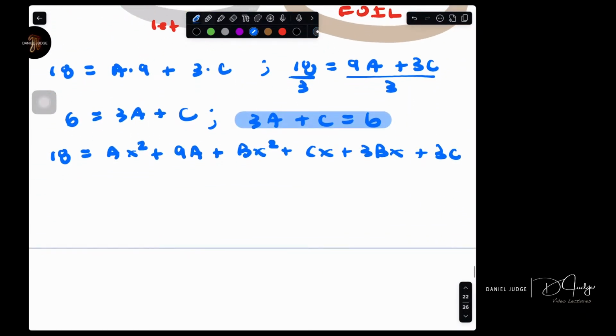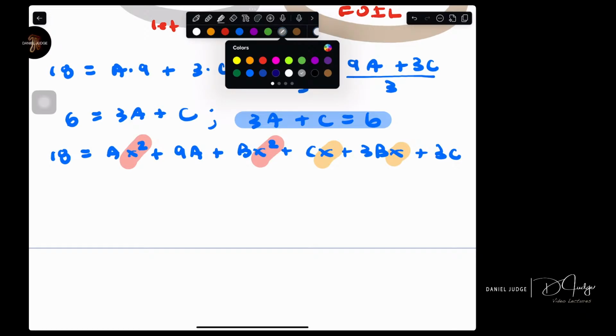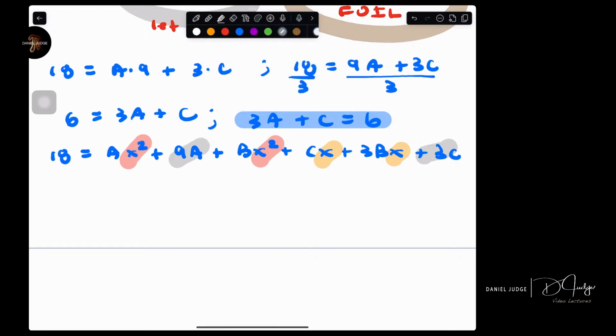Okay, I'm going to gather all my x squared terms together, this term and this term. I'm going to gather all the x terms together. Then I'm going to leave my constants there at the end together. Constants. Okay.